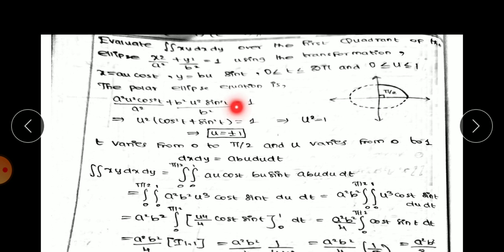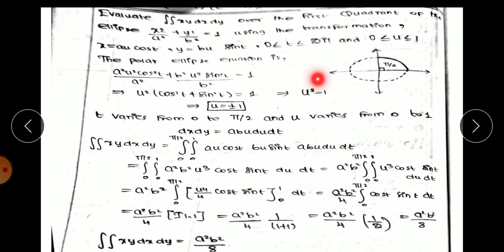So a double integral of xy dx dy over the first quadrant of the ellipse x squared by a squared plus y squared by b squared equal to 1, using the transformation of the polar ellipse, that is y equal to bu sin t, x is equal to au cos t. Okay, and t lies between 0 to 2 pi, u lies between 0 to 1.